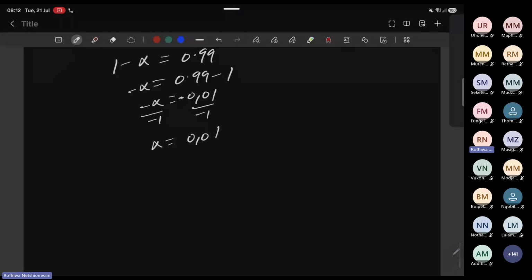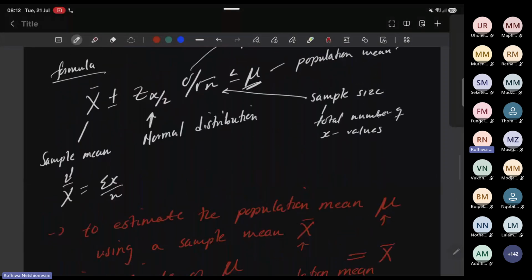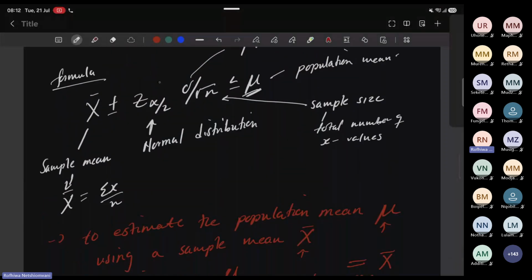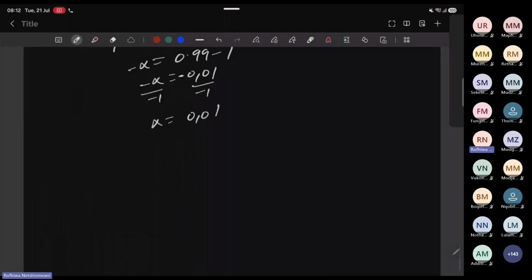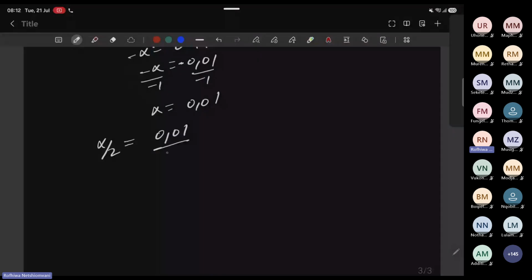Now, you can never leave alpha at 0.01, because our formula says alpha divided by 2. Whichever alpha you find, it always needs to be divided by 2. In this case, what we need at the end is alpha divided by 2, which is 0.01 over 2. Then this becomes 0.005. We're not looking for alpha itself. Always remember that. We're looking for alpha divided by 2.